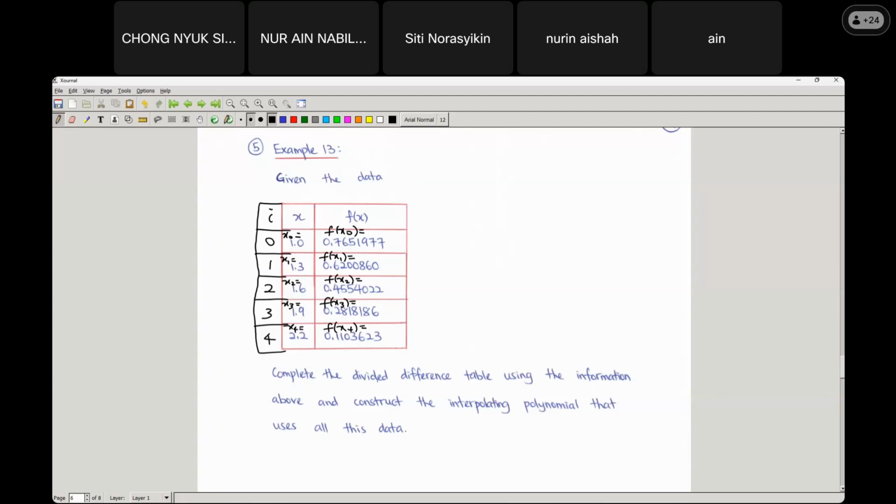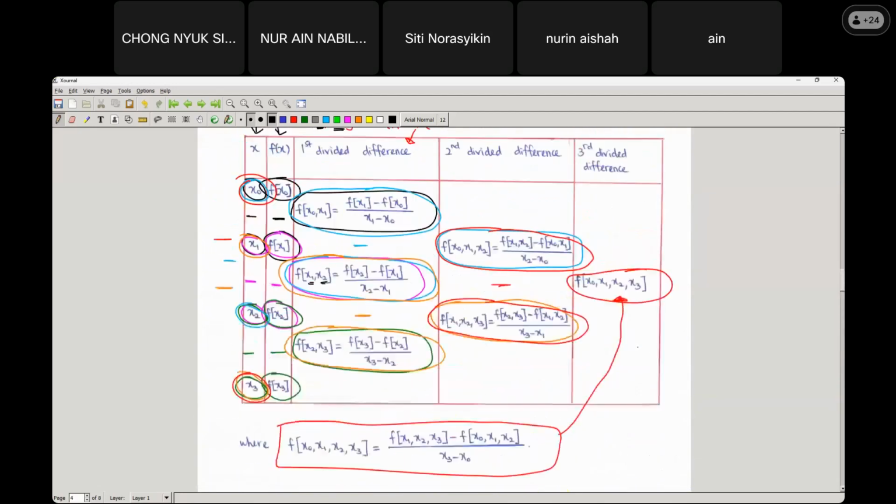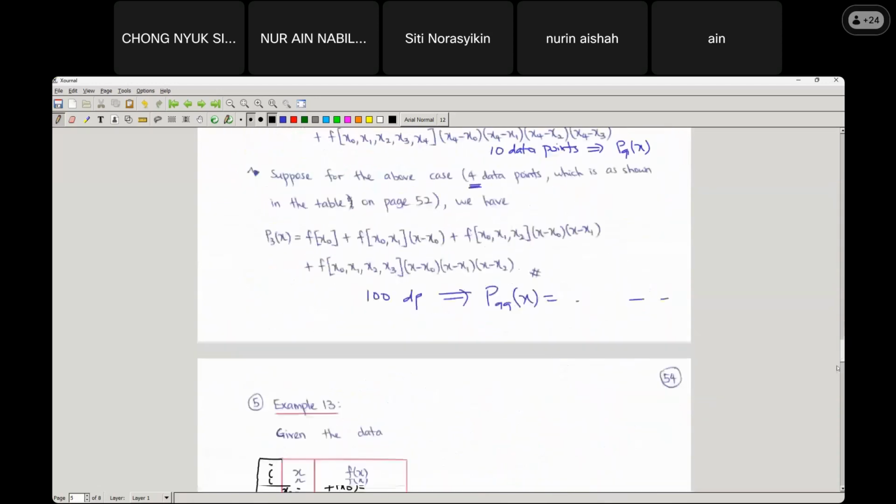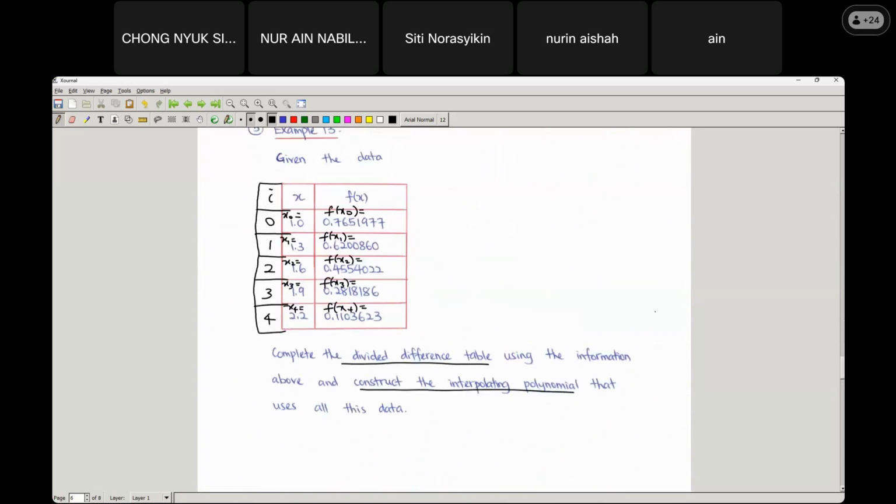Next, complete the divided difference table using the information above and construct the interpolating polynomial that uses all these data. So they want you to build a divided difference table. What does it mean? They want you to build this table, the divided difference table. After that, you find the polynomial. So you do the table first.